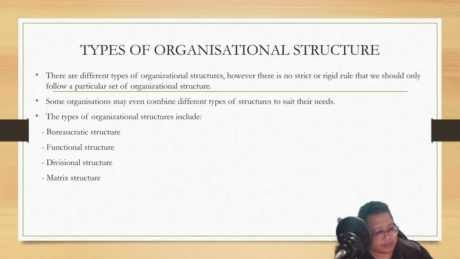Okay, there are these other types of organizational structures. First one is the bureaucratic structure. We have functional, we have divisional, and we have matrix structure. We'll be going through one by one so that you will be able to understand the organizational structures. Even though this is more towards learning about these organizations, the language used is also important. You will understand the meaning of these words when you are working in the future.